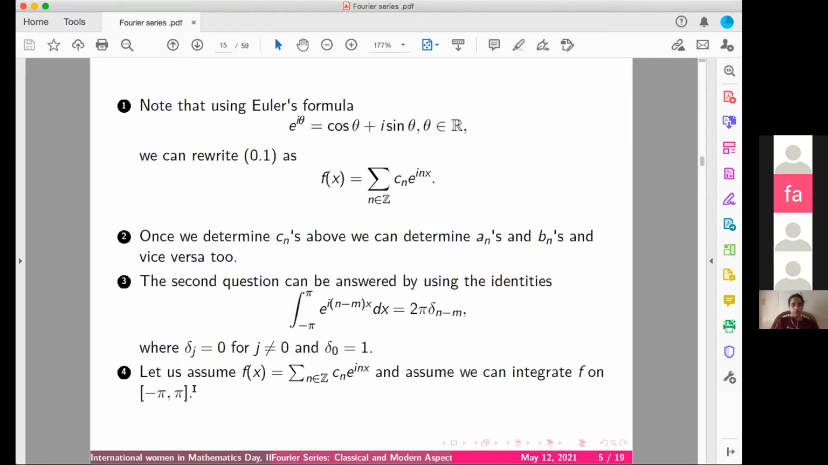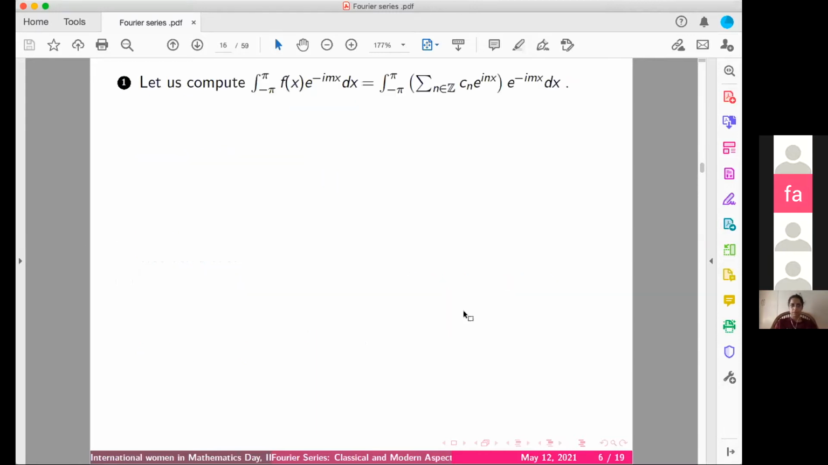So, let us assume that f of x is the summation of Cn e to the i n x, and assume we can integrate f on minus pi to pi. And then we are going to use this formula now. So basically this formula says that if n is not equal to m, this integral is 0. And if n equals m, this will be 2 pi. Okay. So now let us compute this.